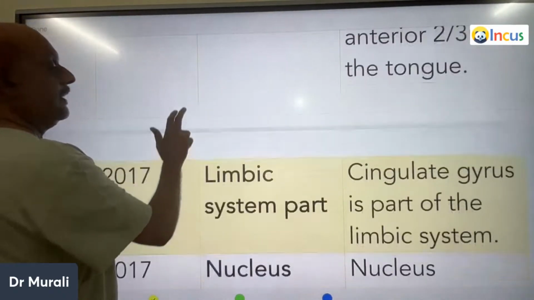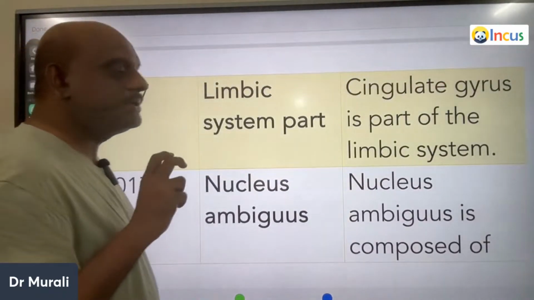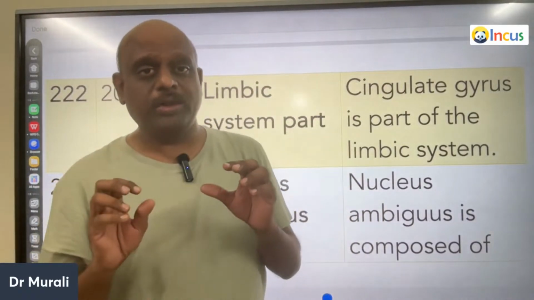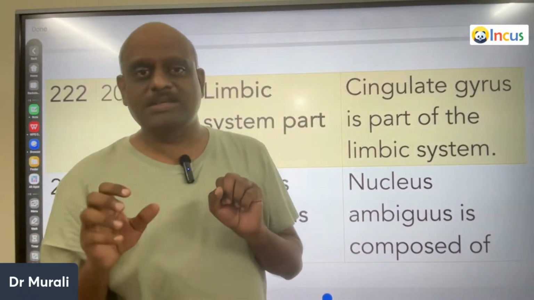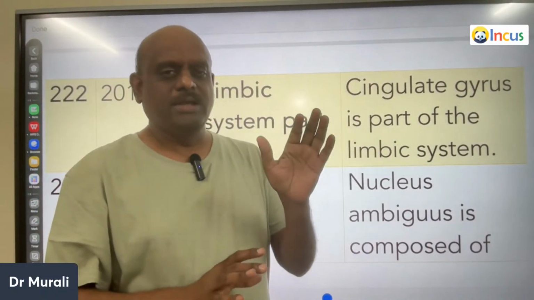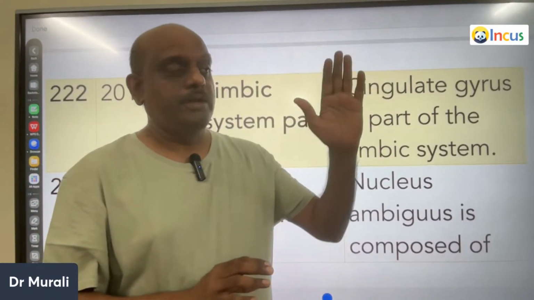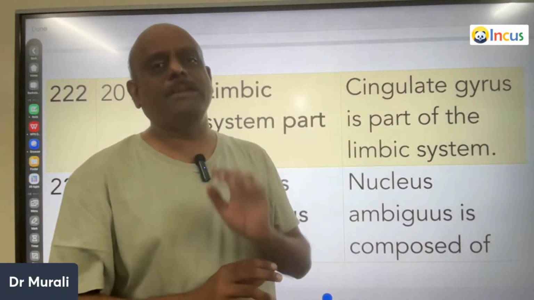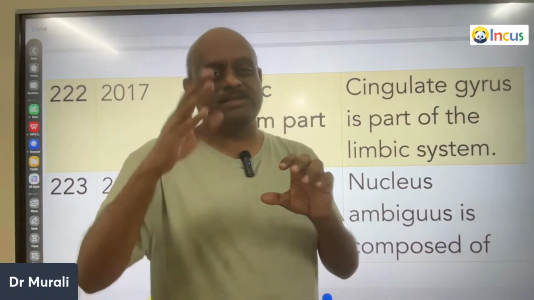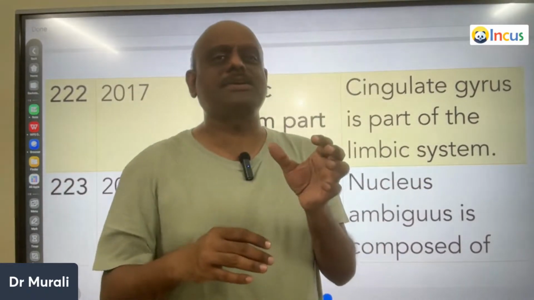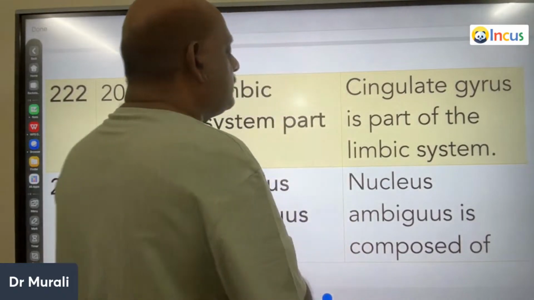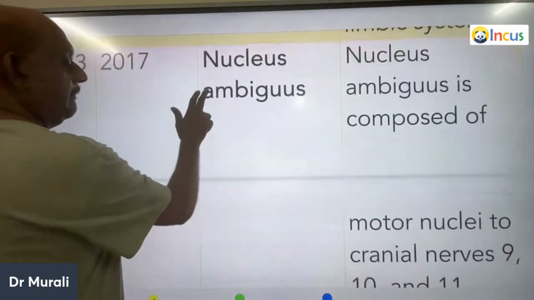Now, limbic system, the other day I told you, Papez circuit, mammillary bodies, amygdala, fornix, everything is a favorite area of the examiner. If you look at the FMGE question bank, every time they keep asking about the limbic system. So, cingulate gyrus, gyri, sulci. Sulci are the depressions, gyri are the elevations. It is the cingulate gyrus which is part of the limbic system, is what you need to remember.